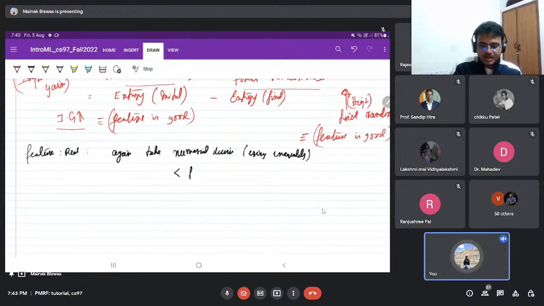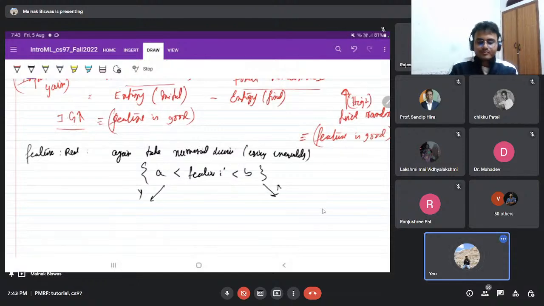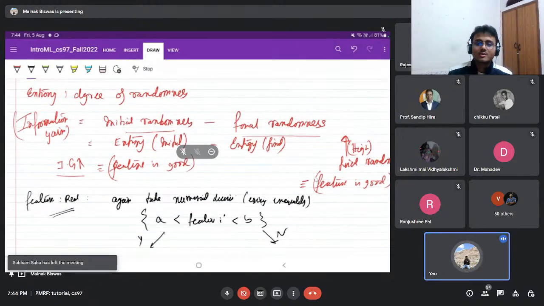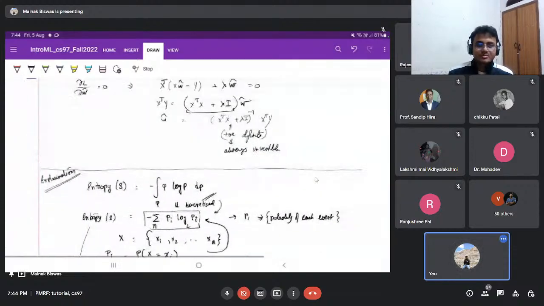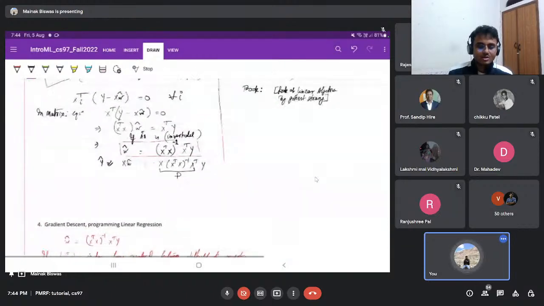Say a feature I is between A and B. Then you break it into two parts, yes or no. Is that okay? In case the feature is real, you can do this. That's the only way you can solve this feature problem in this case. Is that okay? And you can further break it down as you go along.